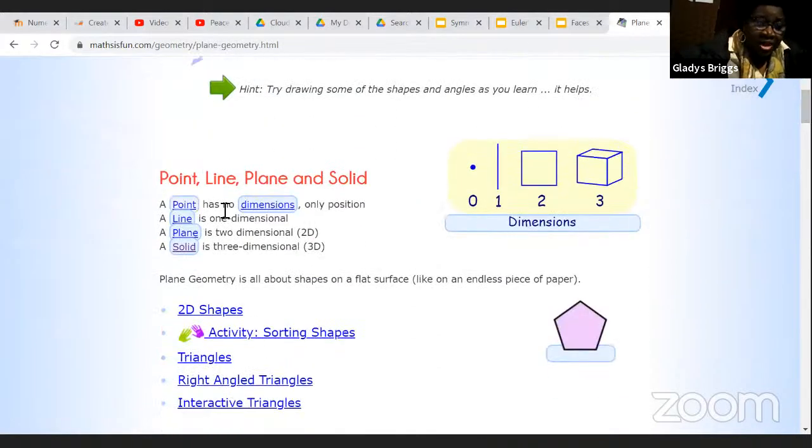I've told you that a line is one dimension, a 2D shape is a plane shape like a square, rectangle, and we have 3-dimensional shapes, which is a solid shape, yeah? So 1D, 2D, and 3D. And we even have 0D, which is a dot, okay?